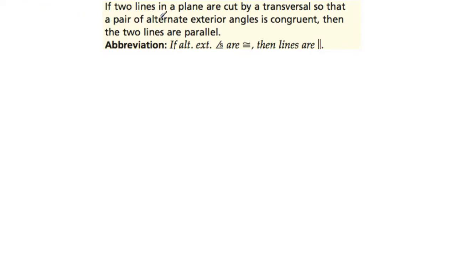Then we also have this: if two lines in a plane are cut by a transversal so that a pair of alternate interior angles are congruent, then the two lines are parallel.